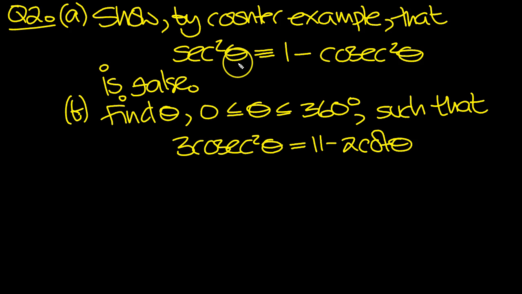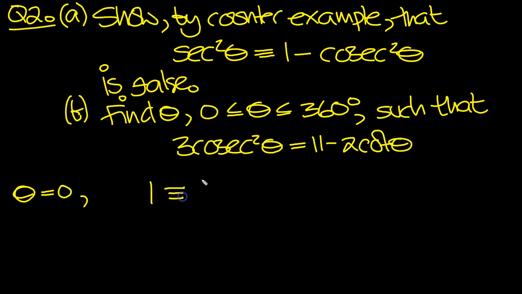Counterexample, so what value of theta should we put in here? Should we try theta equals pi? Could try pi. Try theta is 0. Let's just try theta equals 0. Sec of 0 is 1 over cosine 0 squared. Cos 0 is 1, so that would be 1.